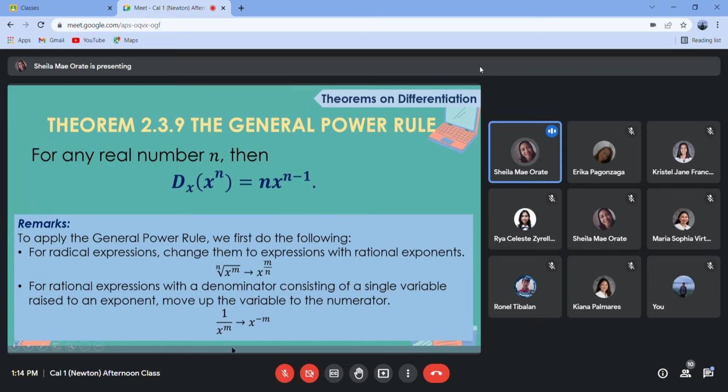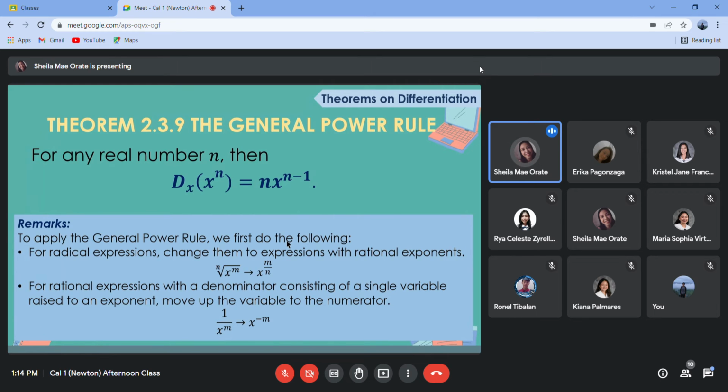1 over x raised to the power of n, and we transform it into x raised to the power of negative n. Then we apply the formula. So that's one of the things you need to remember when it comes to the power rule.